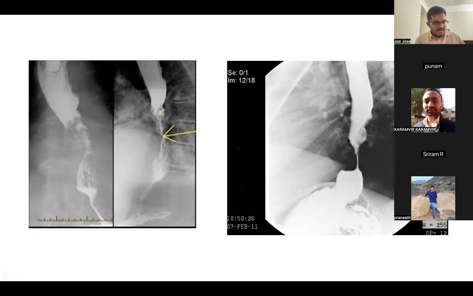NACTRT followed by surgery. The dose and the chemo regimen? Yes, it was weekly paclitaxel-carboplatin. Paclitaxel is 50 mg per meter square with carboplatin of AUC 2 every week, with RT dose of 41.4 Gray. And after 4 weeks, we'll do the surgery.